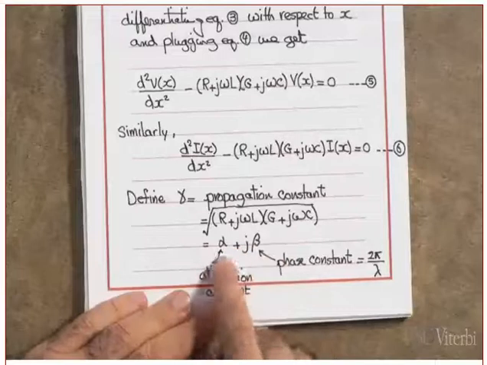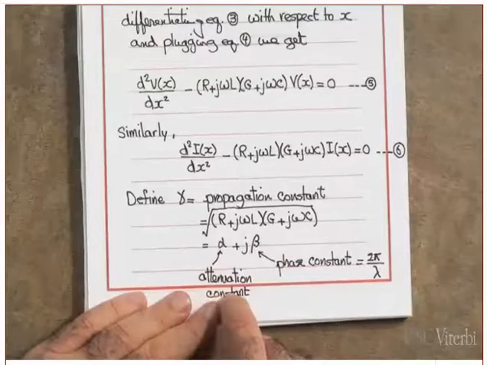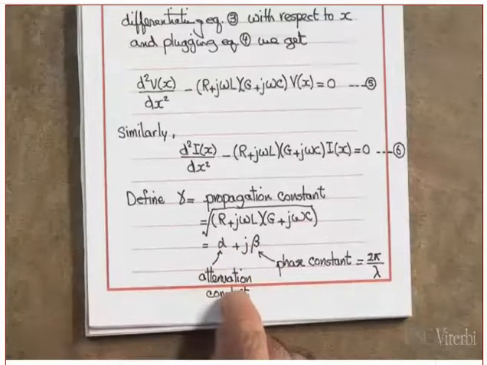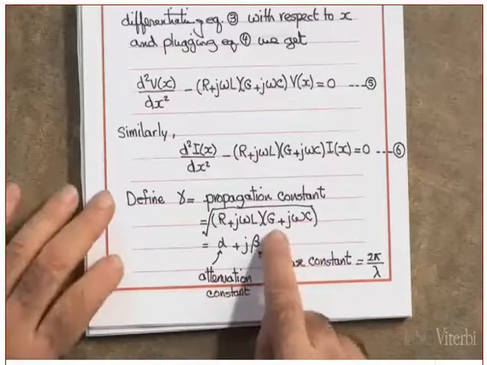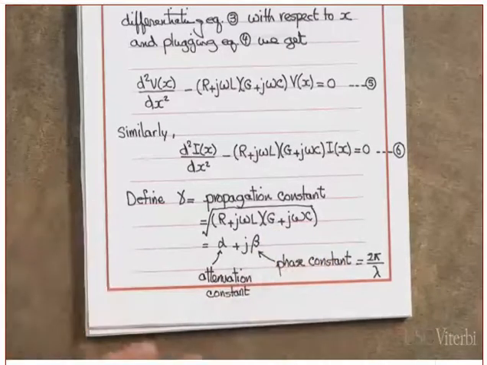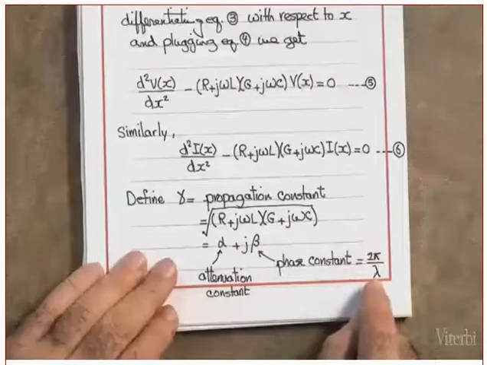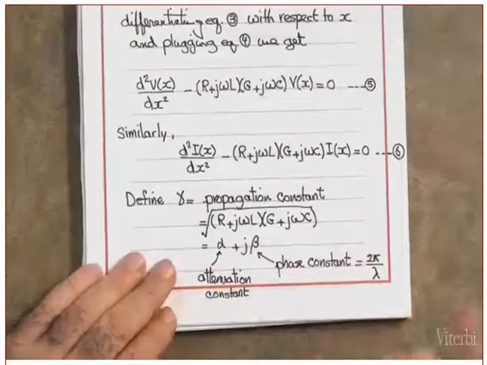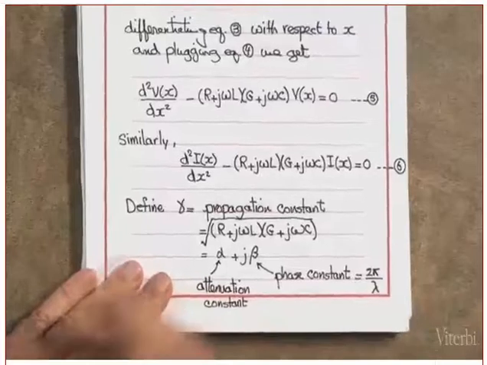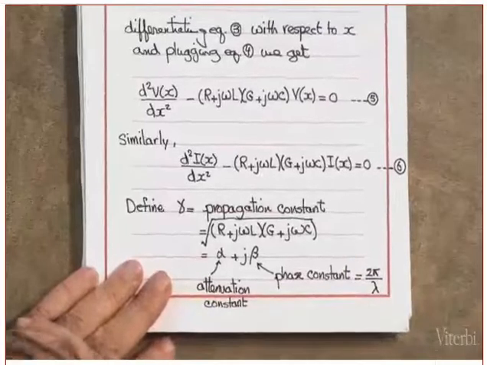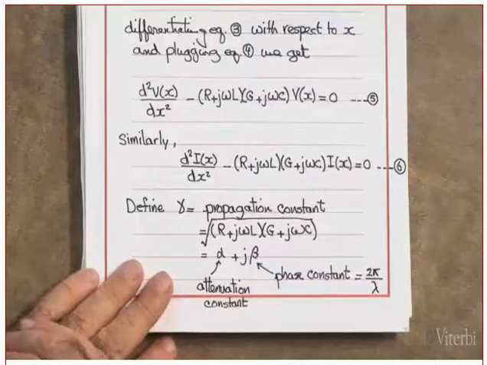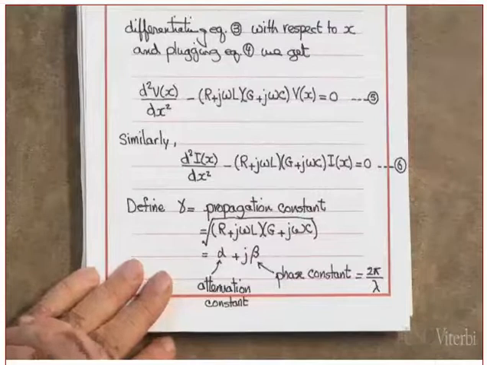j beta. Alpha is the attenuation constant. Attenuation in terms of what? The magnitude. And beta is in terms of what? In terms of the phase. Clear? Now we will see shortly that beta is what? 2 pi over what? Lambda. Lambda being what? The wavelength. Clear? Let's not worry about that. We'll get to it in a minute. Are you following me so far or not? Yes or no? Okay, good.